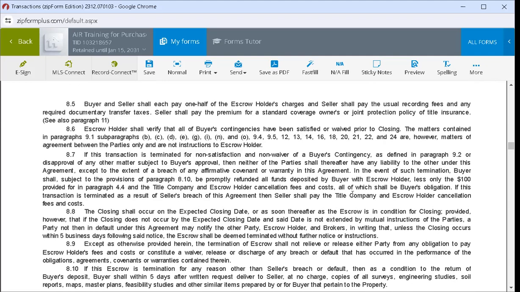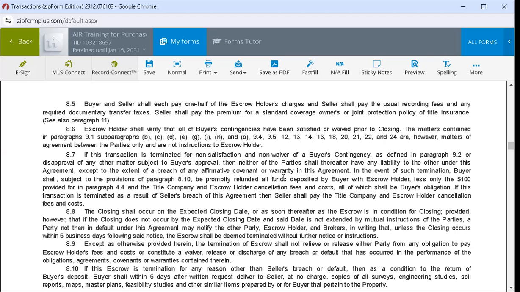So if this deal is terminated for non-satisfaction and non-waiver of a buyer's contingency, like I said, AIR has a very nice form if they don't agree with something they found out. Then the agreement can be terminated and the parties would not have liability under this agreement to each other, except if there was a breach of any of the warranties or covenants in this agreement.